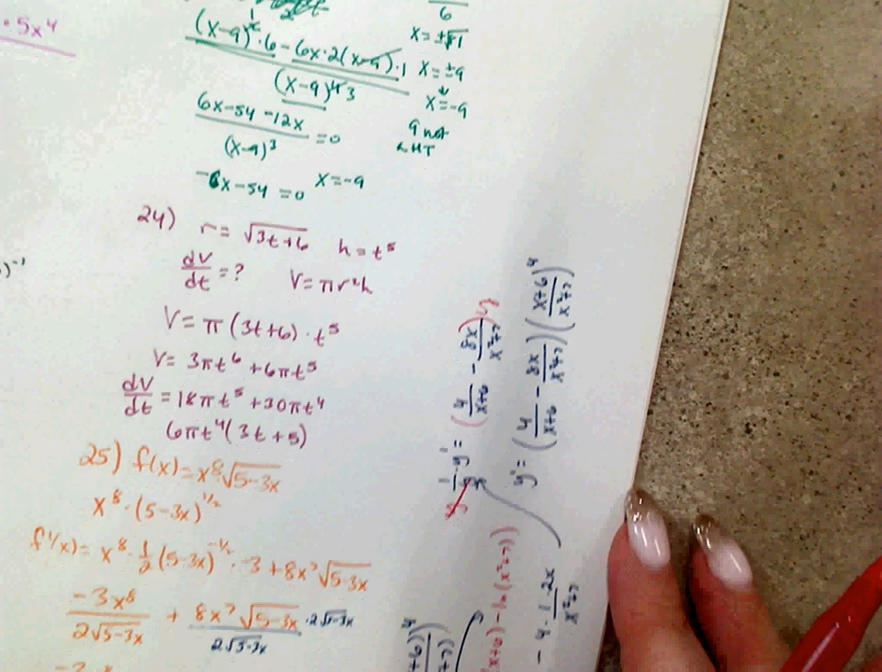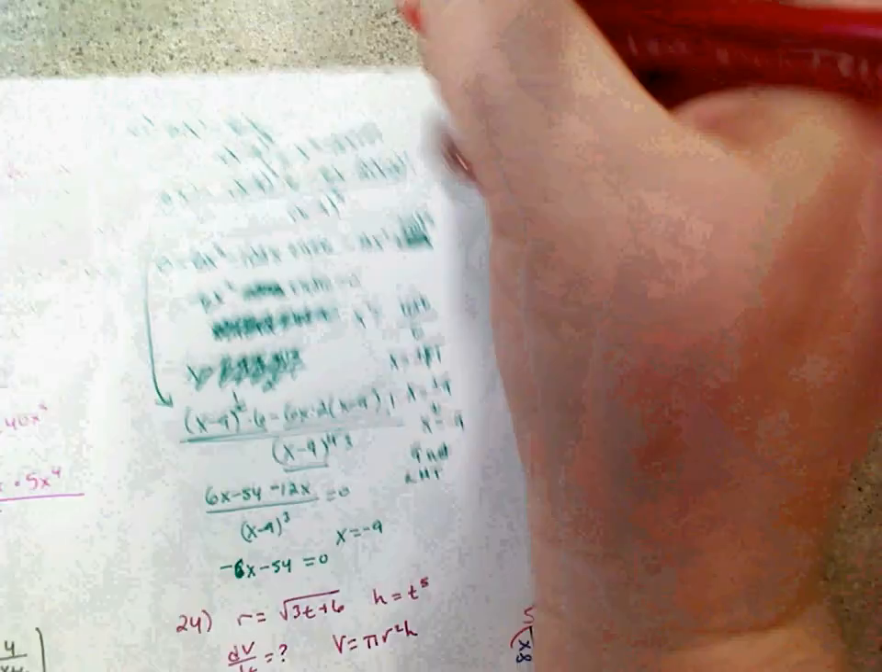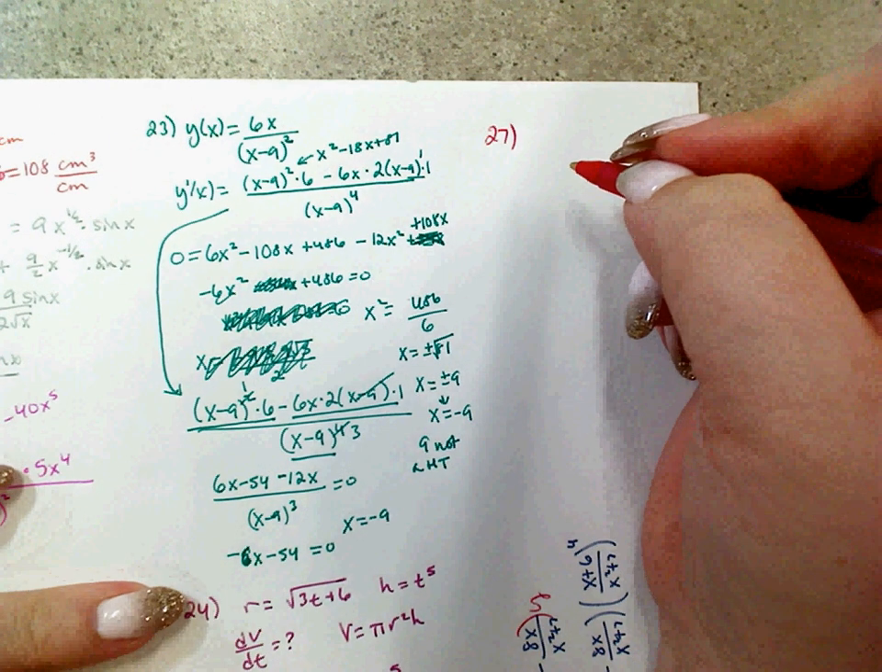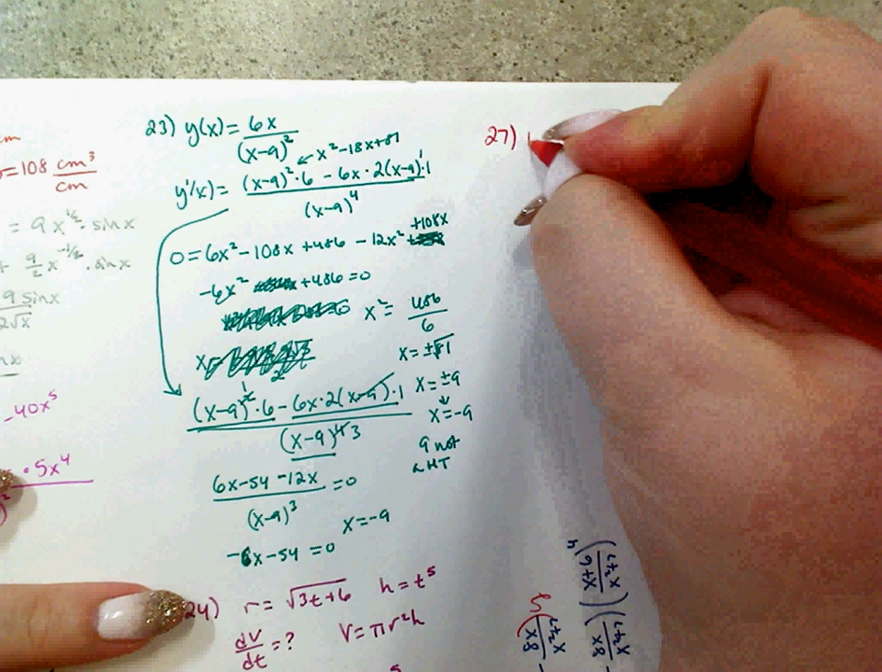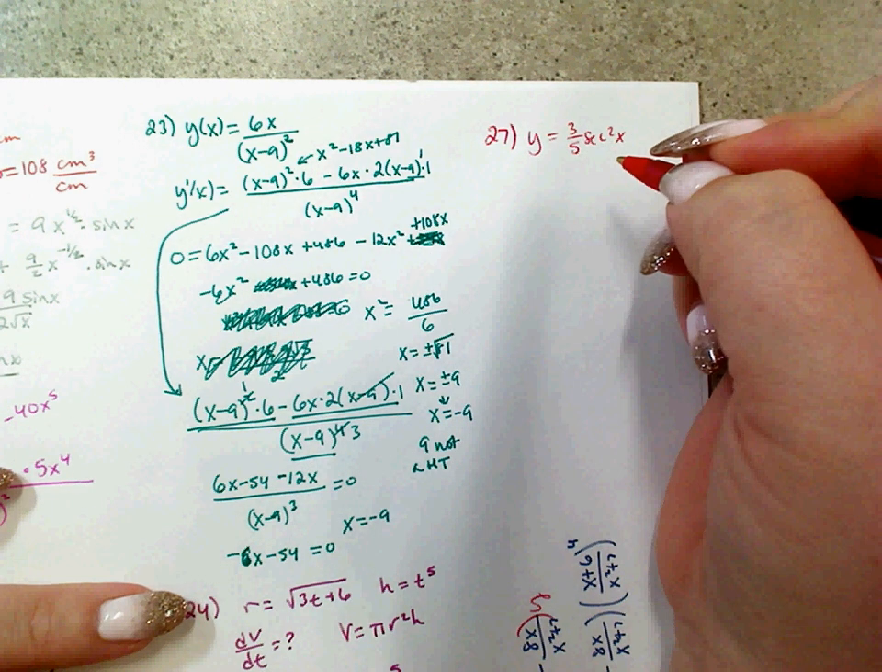27 says, find the derivative of the function y equals 3/5 secant squared. The derivative of tangent is secant squared. We're not anti-deriving, we're just finding the derivative. So dy dx, or y prime, equals.